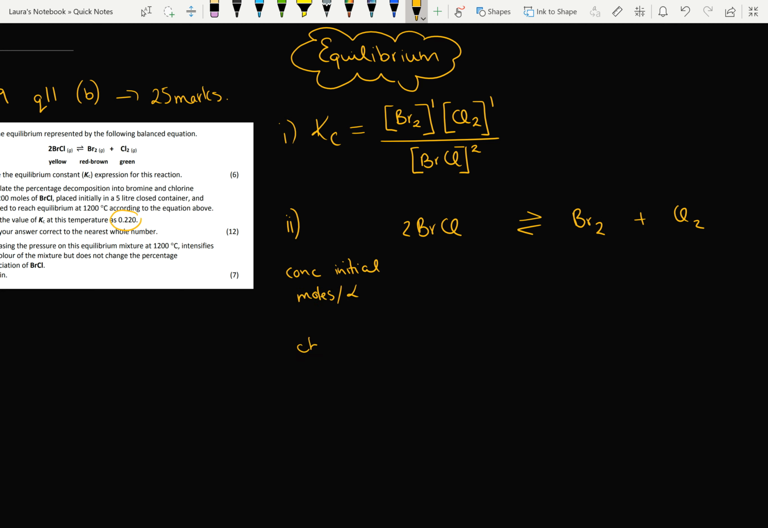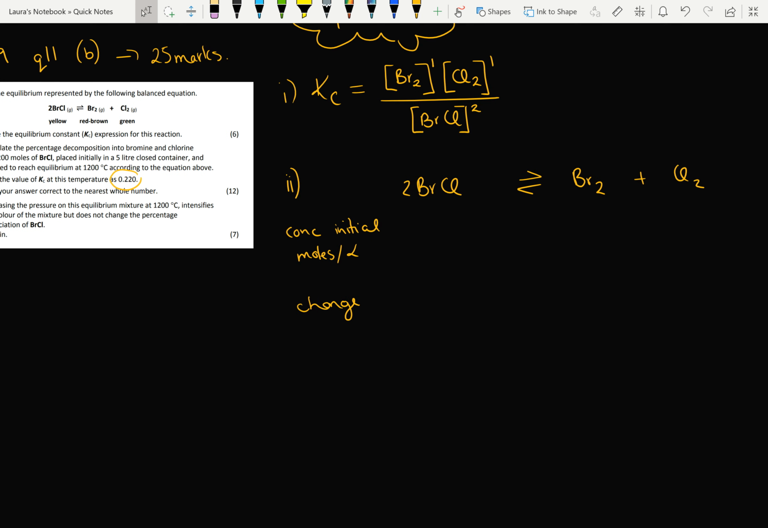We are going to have the change in the concentration, so we're going to include a row that helps us track the change of concentration, and then we're going to finally have the concentration at equilibrium, and that is also going to be in moles per liter.